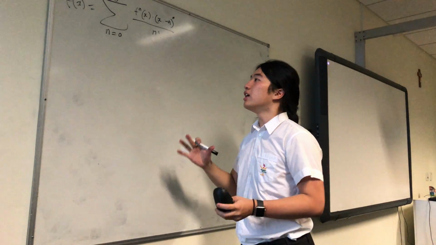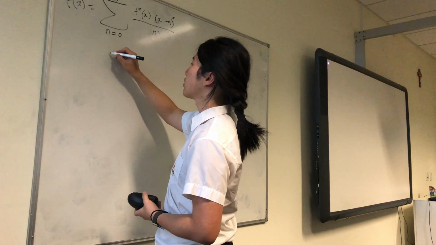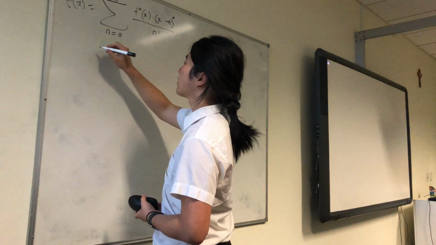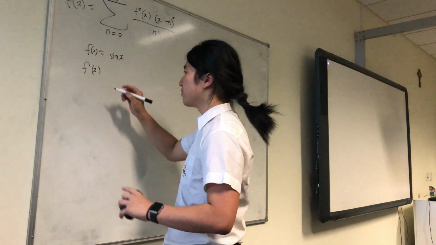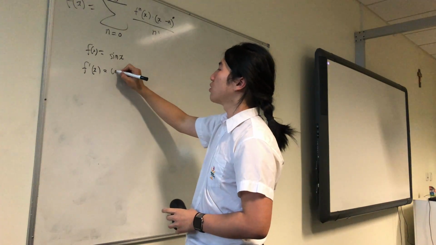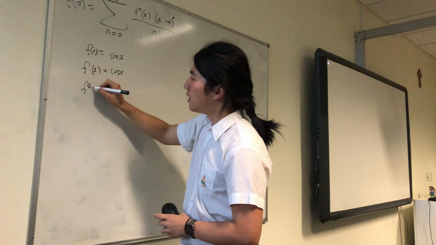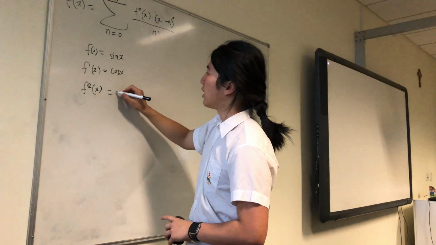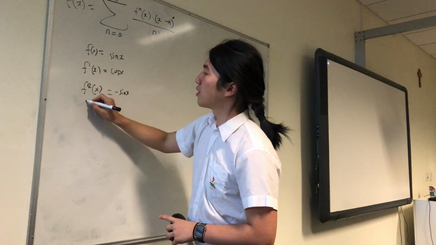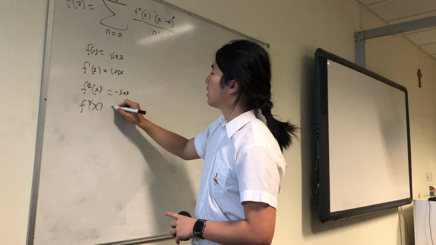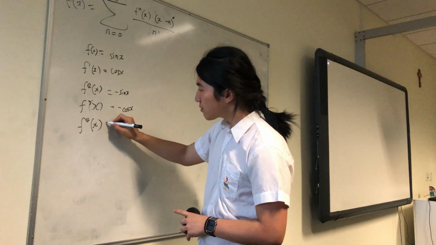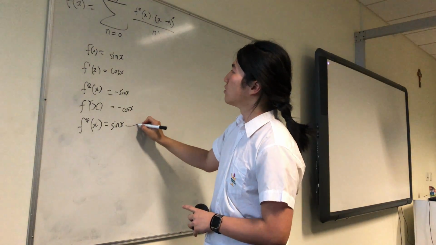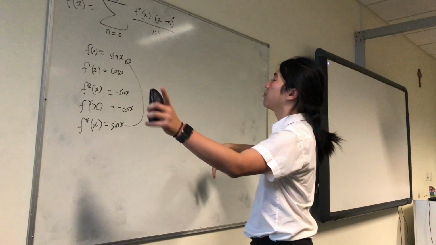So if we try to approximate the function sine of x, so if we say f of x equals sine of x, the first derivative of sine of x is equal to cos of x, and if we keep doing this, we'll find out it will eventually turn back in a cycle. So the third derivative equals negative cos of x, and then the fourth derivative equals sine of x. So now we are back into a cycle, and we can keep doing this.